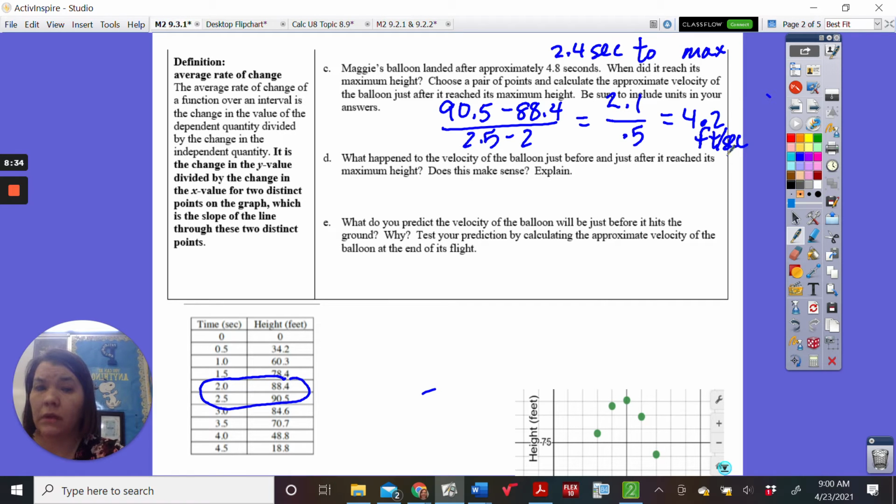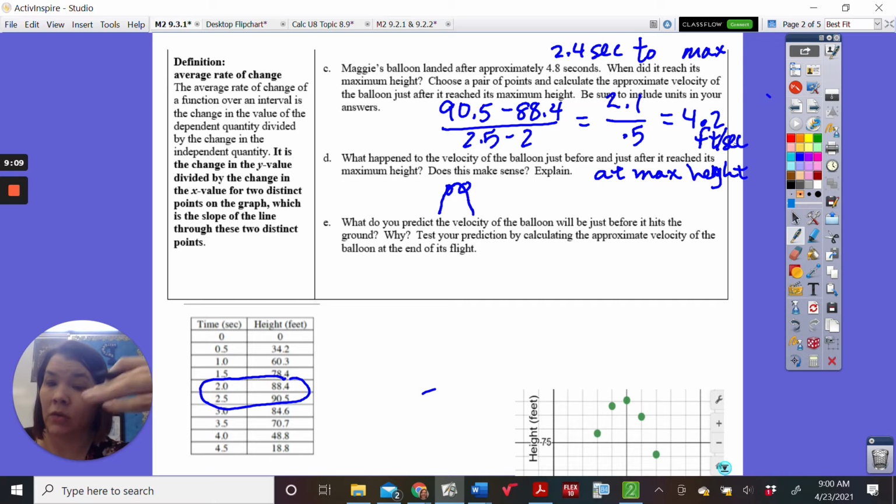What happened to the velocity of the balloon just before and just after it reached its maximum height? So it's like going like this, and so what's happening is it's slowing down and then it's holding still. And so at its max height, the velocity is 0, which is crazy because that's why it turns around. It has no more momentum to keep going up. And so as it comes down, the velocity actually becomes negative.